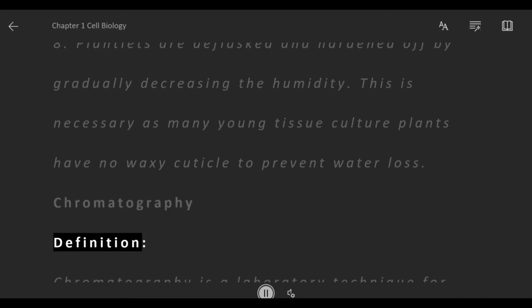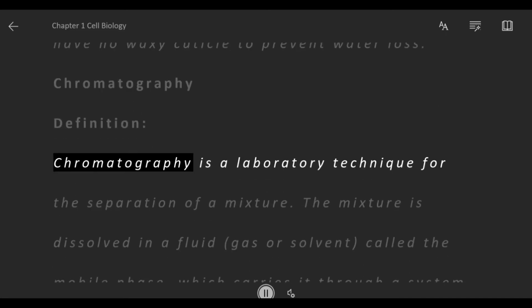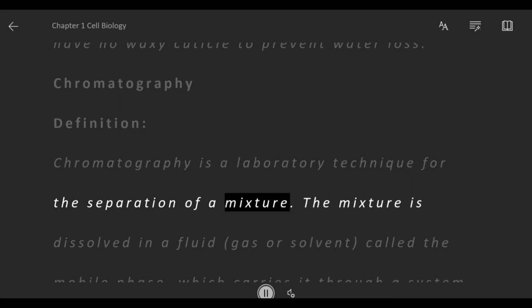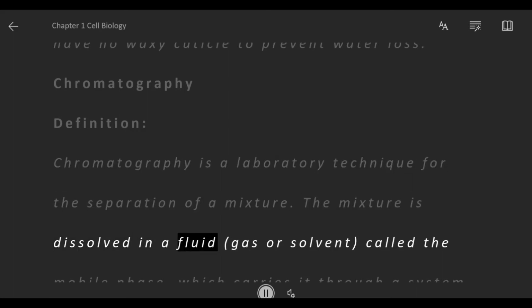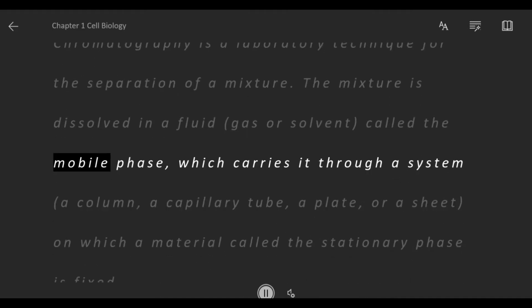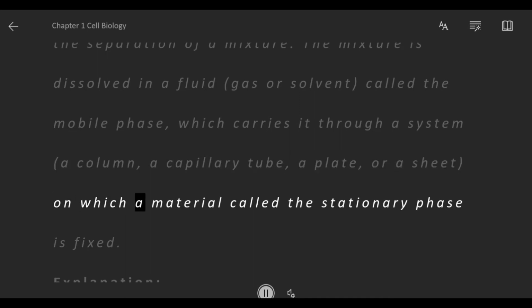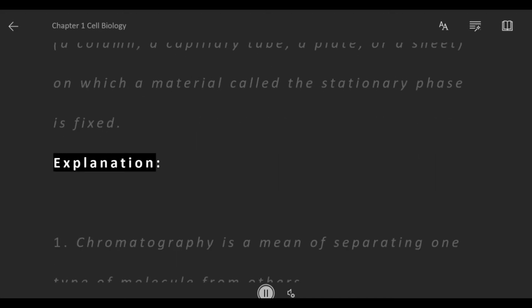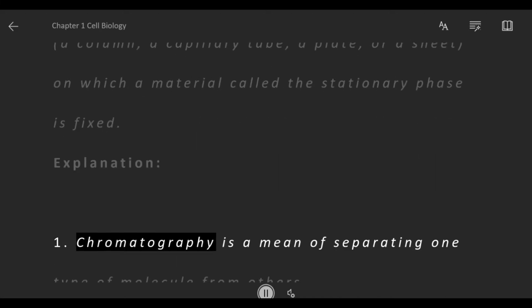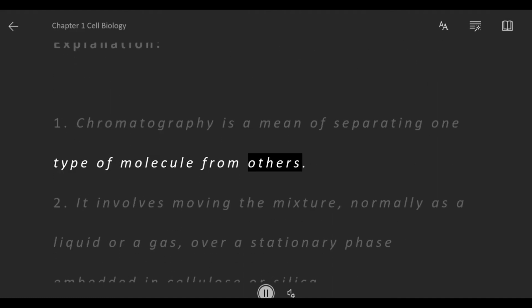Chromatography. Definition. Chromatography is a laboratory technique for the separation of a mixture. The mixture is dissolved in a fluid, gas or solvent, called the mobile phase, which carries it through a system, a column, a capillary tube, a plate, or a sheet, on which a material called the stationary phase is fixed. Explanation. 1. Chromatography is a means of separating one type of molecule from others.